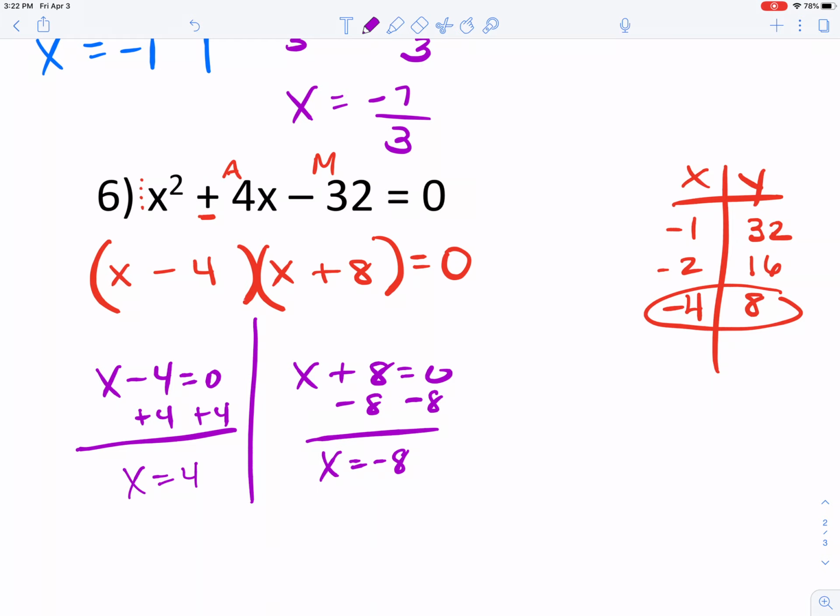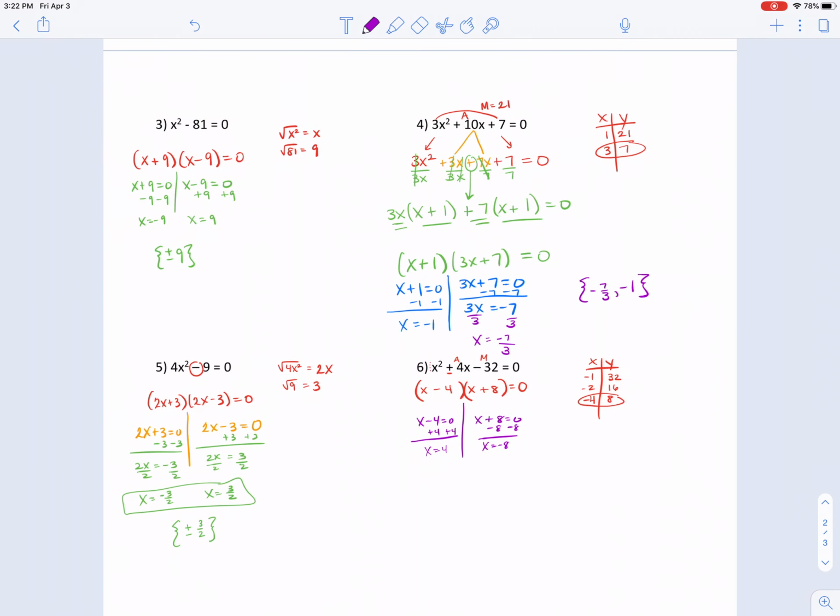So to sum it up, we are doing exactly what we were doing the whole last week with factoring, except now you have that extra step of setting each factor equal to 0. So you have to be able to factor to be successful in this topic.